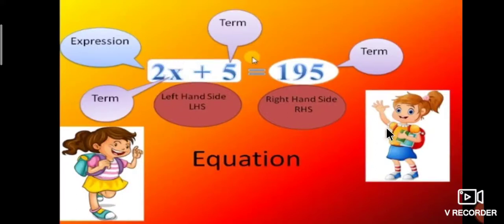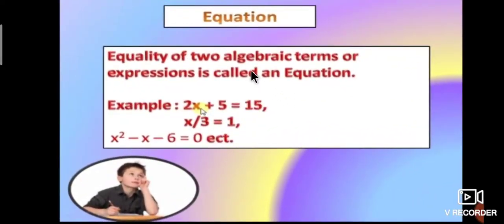So what is an equation? 2x plus 5 is equal to 195: the left hand side is equal to the right hand side. This is called an equation because LHS is equal to RHS. The equality of two algebraic terms or expressions is called an equation.